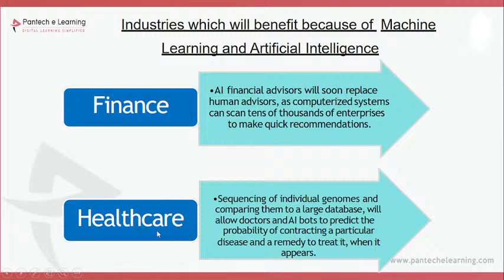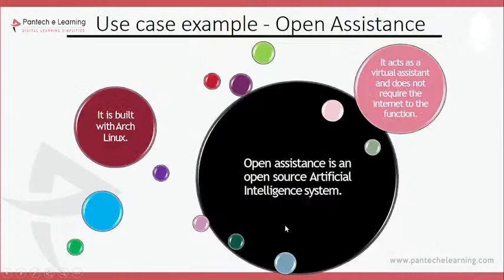Healthcare also uses machine learning, in medical care and hospital health issues. Sequencing individual genomes and comparing them to the largest databases will allow doctors and artificial intelligence to predict the probability of contracting a particular disease, and a remedy to treat it will appear.